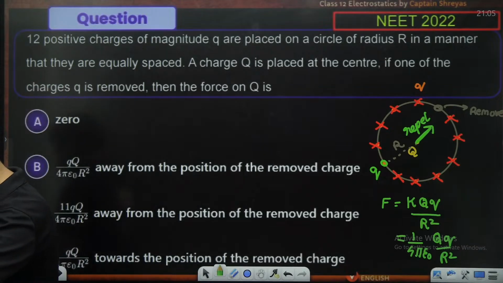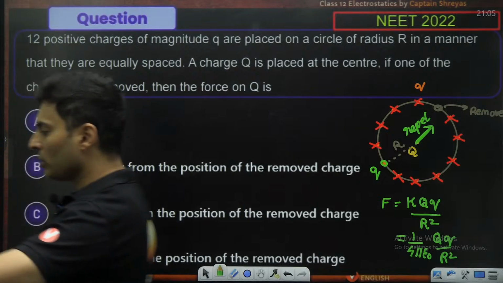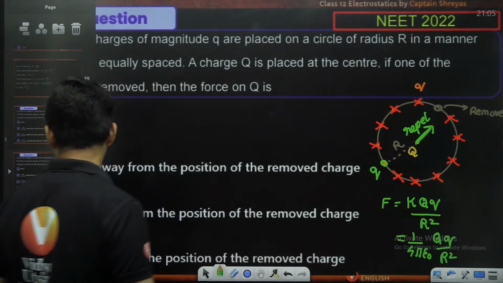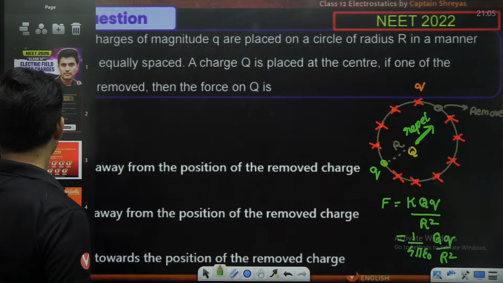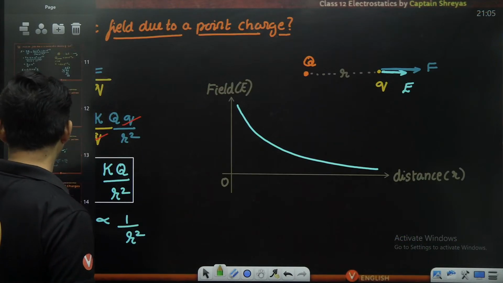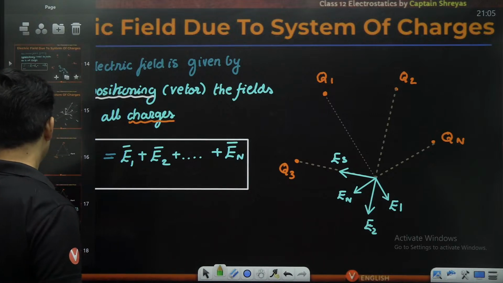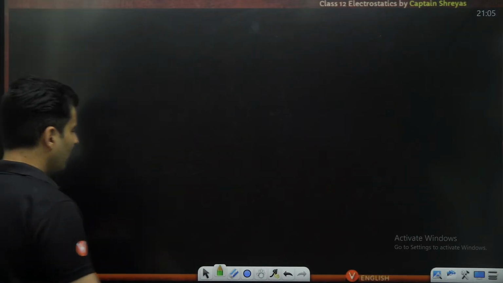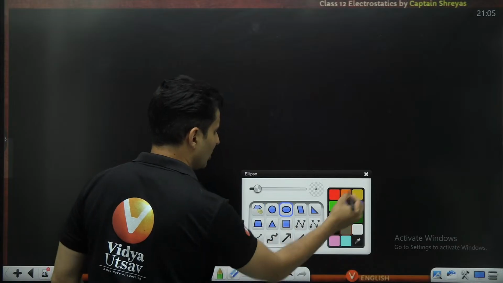Yeah? Cool? Clear? Shall we proceed ahead to the next? Okay. Going back now. So you have studied what is electric field due to a point charge, due to multiple charges, and so on and so forth. By the way, there is one formula which you should know.